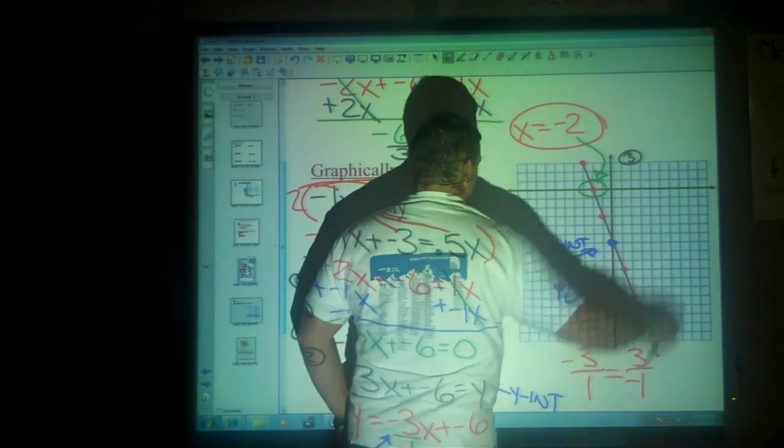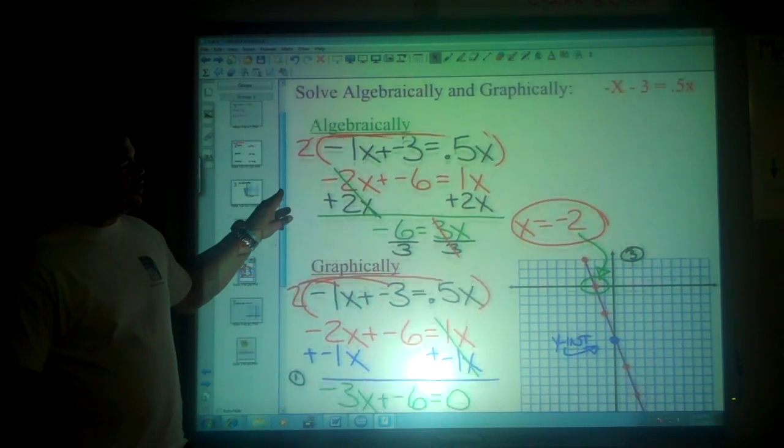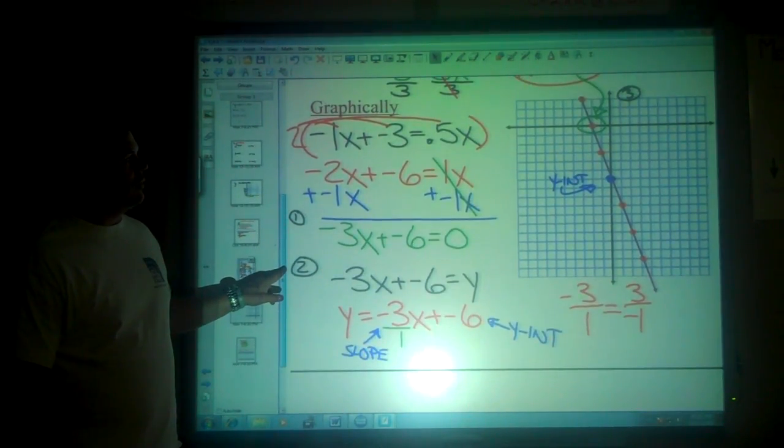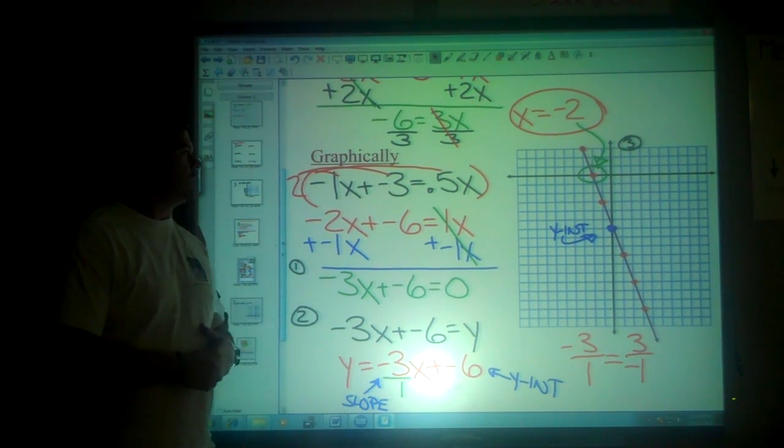This was step number 3. Graph the y equals mx plus b. So whether I solve it with an equation, playing the shuffling game, or I solve it graphically, I get the exact same answer that is x equals negative 2.